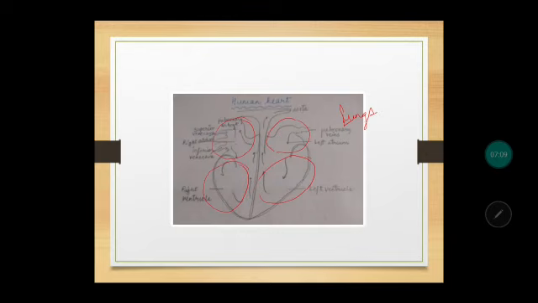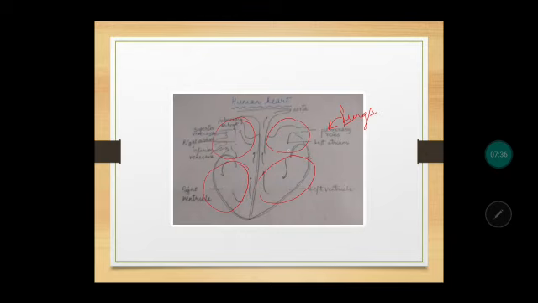Oxygenated blood from lungs means blood containing oxygen. That is taken up by which vein? Pulmonary vein. So the pulmonary vein will take this oxygenated blood and it will reach which part? Left atrium. So is the left side of the heart getting oxygenated or deoxygenated blood? It is getting oxygenated blood. So from the lungs, these pulmonary veins will take oxygenated blood and it will reach the left atrium.